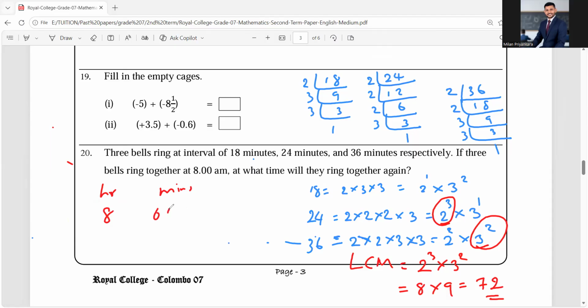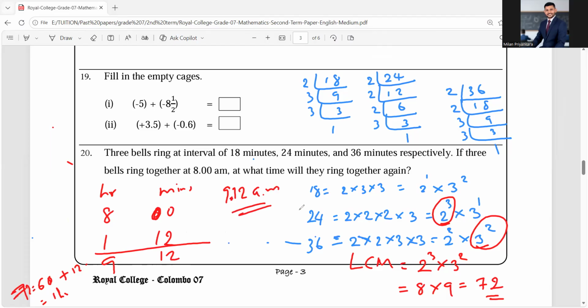Okay, hours 8:00. Now minutes 72. Right? 72 minutes means 1 hour and 12 minutes. Do you understand that? 1 hour is 60 minutes plus 12 minutes is equal to 72. 72 is equal to 60 plus 12, right? 60 means 1 hour, 12 means 12 minutes. Now you add all this, then it is 9:12. Then all these three bells ring together at 9:12 a.m. So if you write the answer like this, then you get all the marks, right? So it's very, very good.